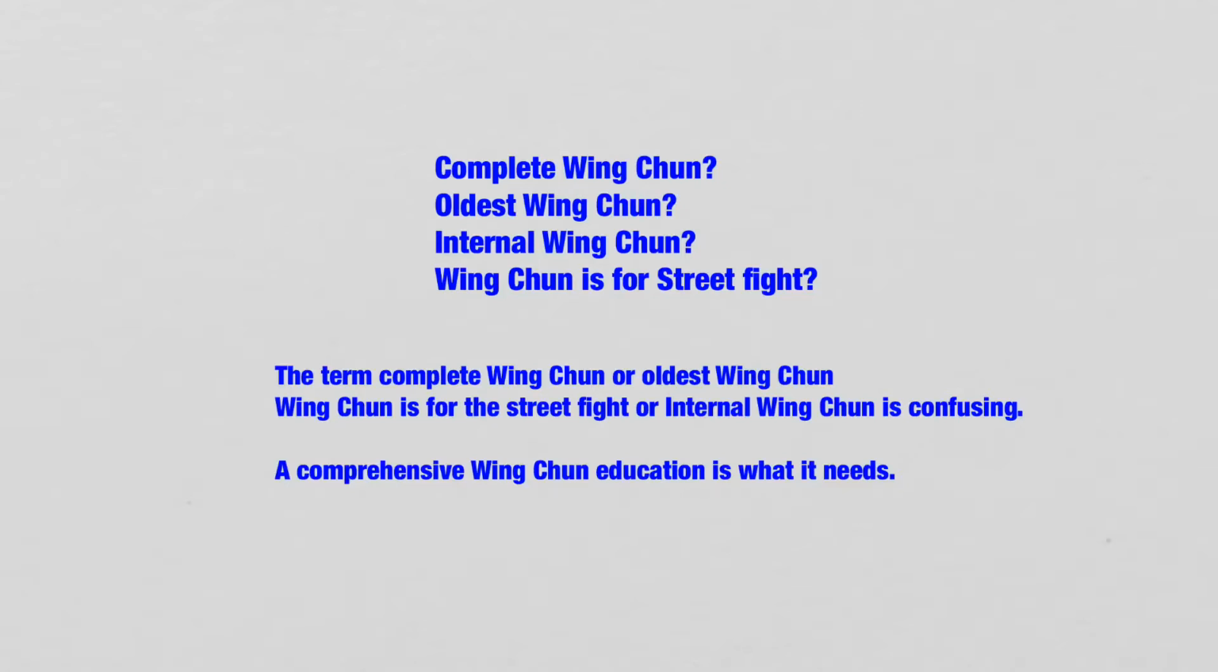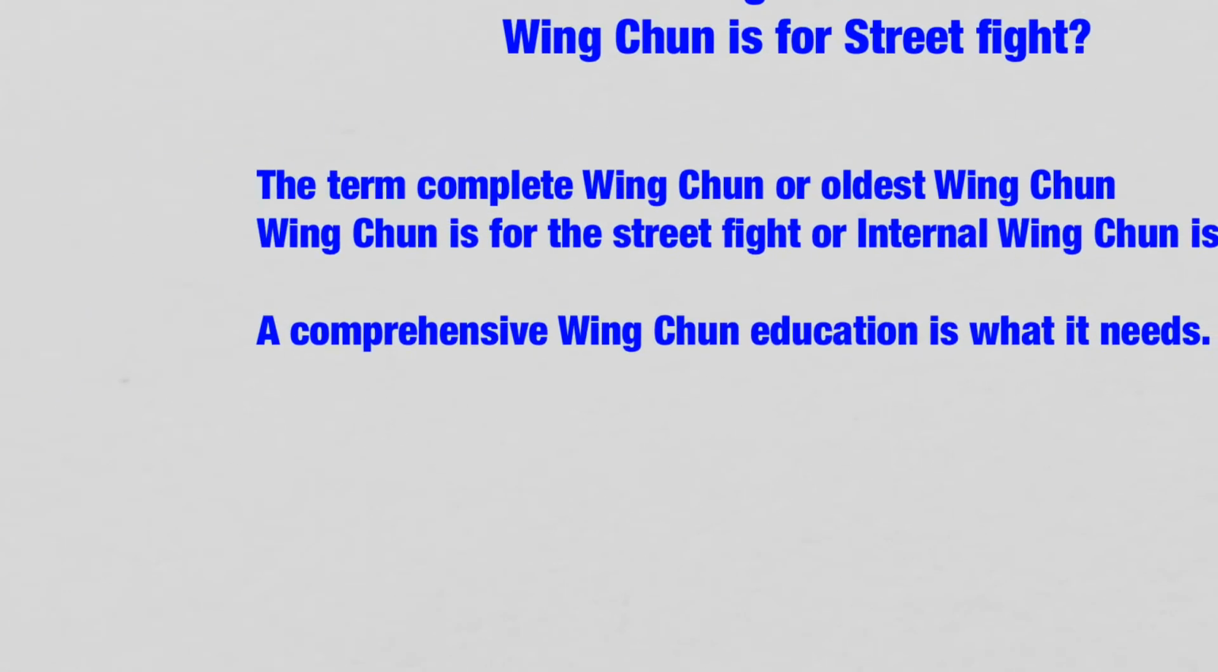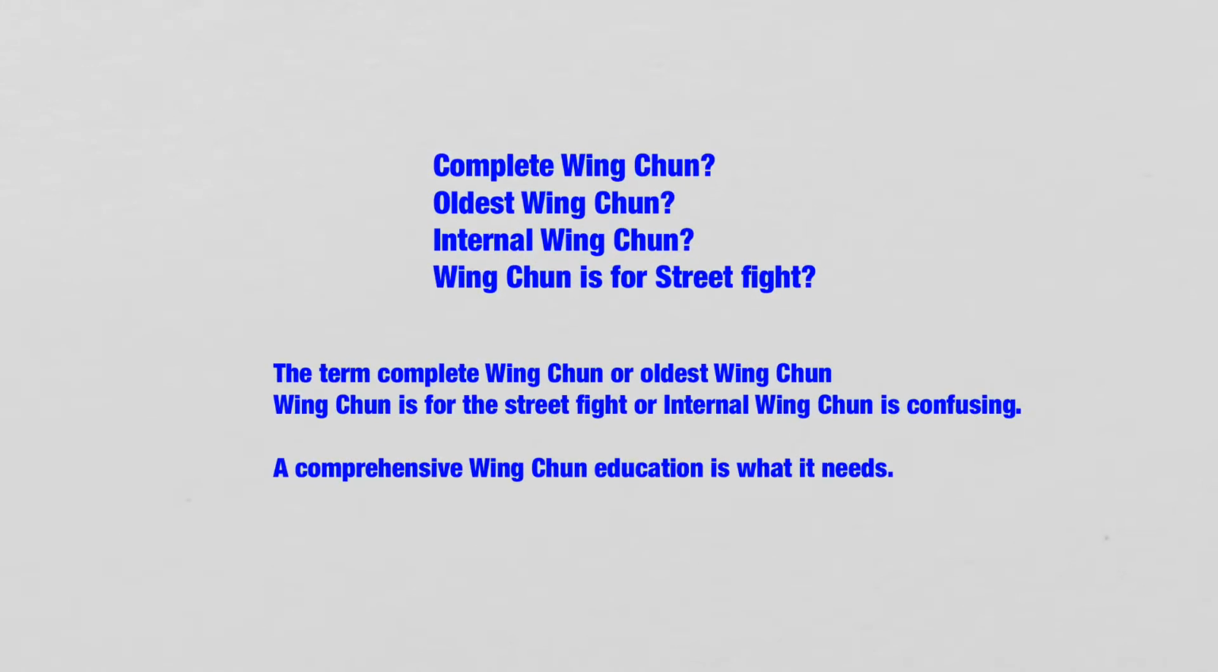So today I'd like to share with you something very critical if one wants to get good education or good training in Wing Chun. Today's topic is a comprehensive Wing Chun education. We often hear people talk about complete Wing Chun, older Wing Chun, internal Wing Chun, Wing Chun is for street fights. However, if we look into the content of what people are presenting, we can find that the content of complete Wing Chun, older Wing Chun, Wing Chun for street fights, or internal Wing Chun is confusing. It really doesn't present much, and in fact it is confusing. It's like everybody can define whatever they like.